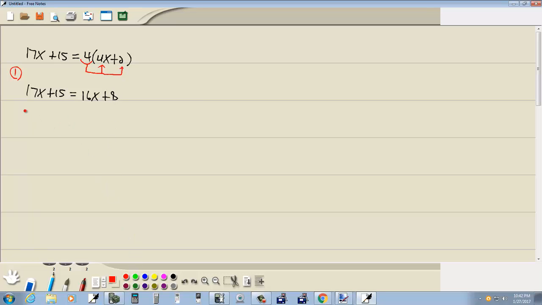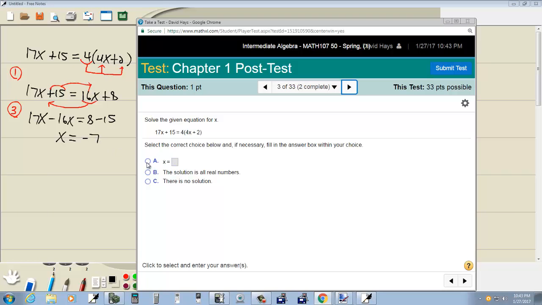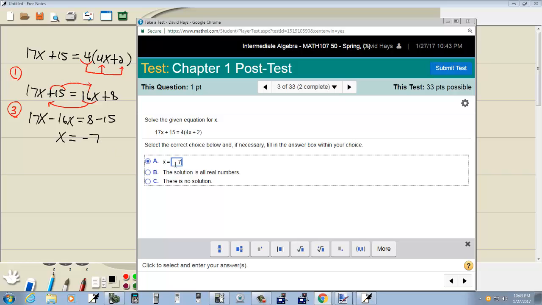Step 2, get rid of fractions. Don't have any. Step 3, get everything with x on one side, numbers on the other. So I'll take 16x over here, and I'll take the 15 over here. So 17x minus 16x equals 8 minus 15. Remember, when you take anything across your equals, the sign changes. Combine like terms in a step. 17x minus 16x is 1x or x. 8 minus 15 is negative 7. So our answer would be negative 7.